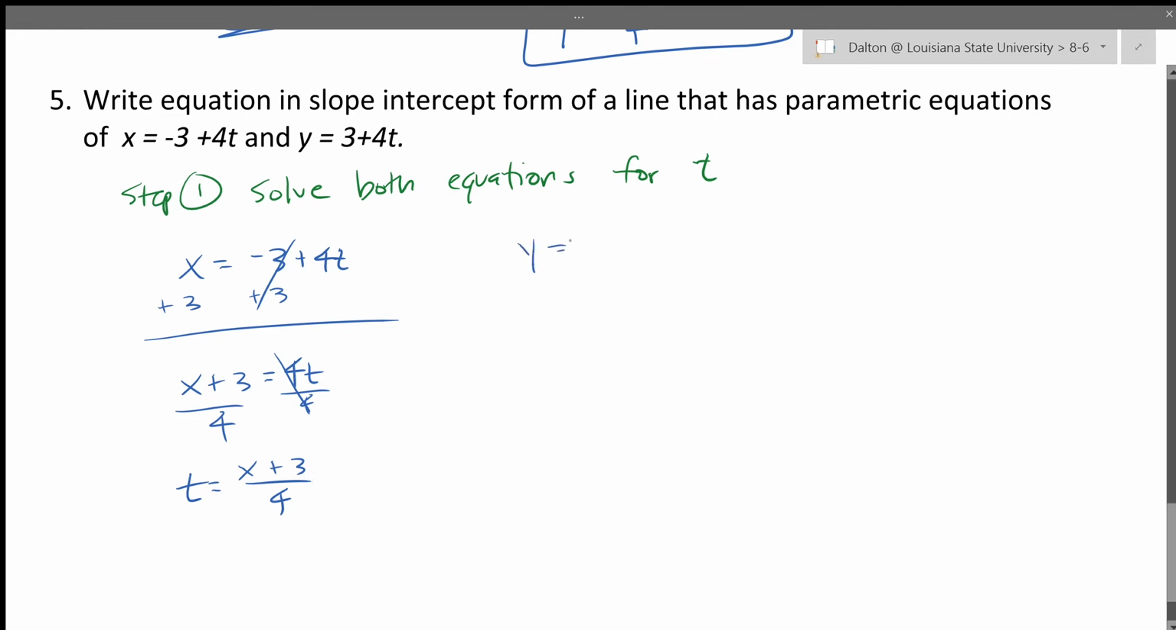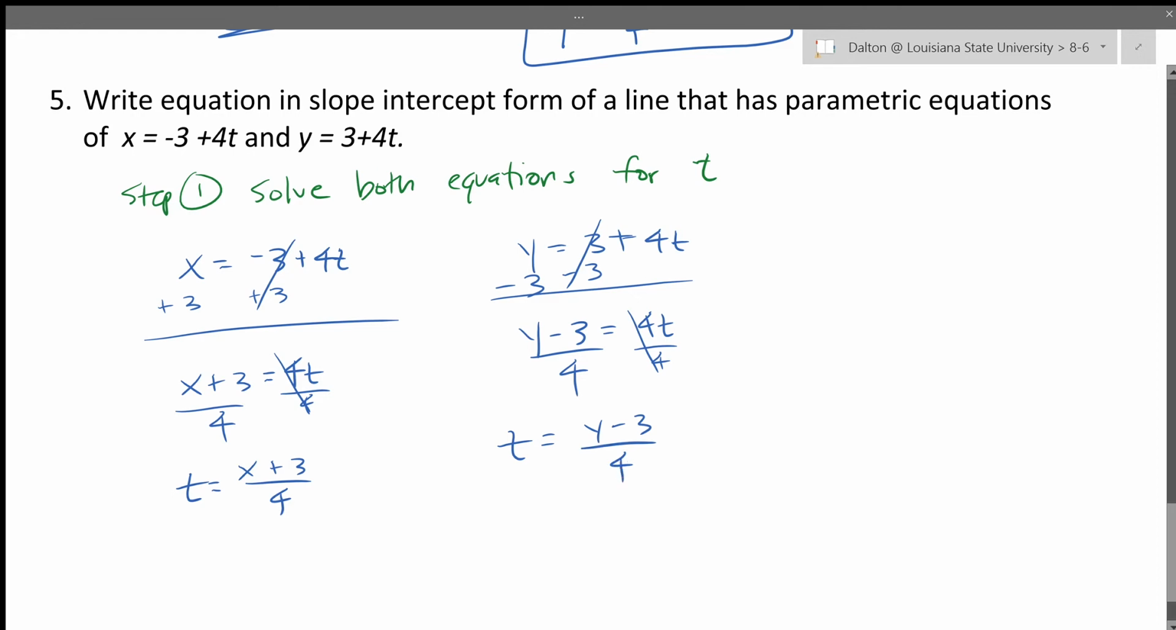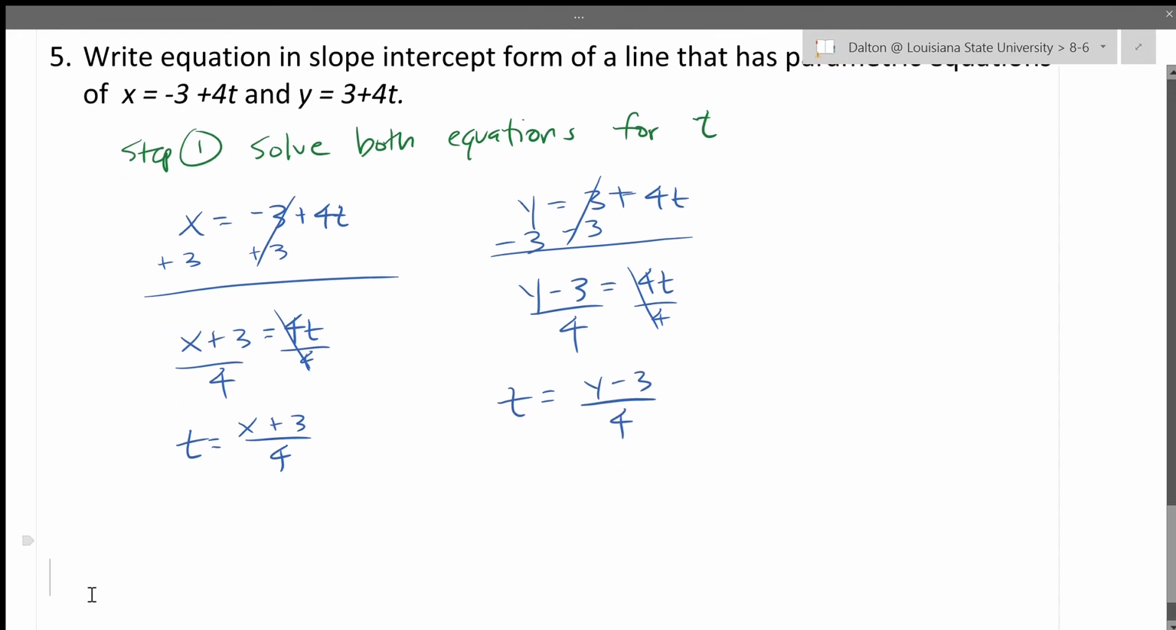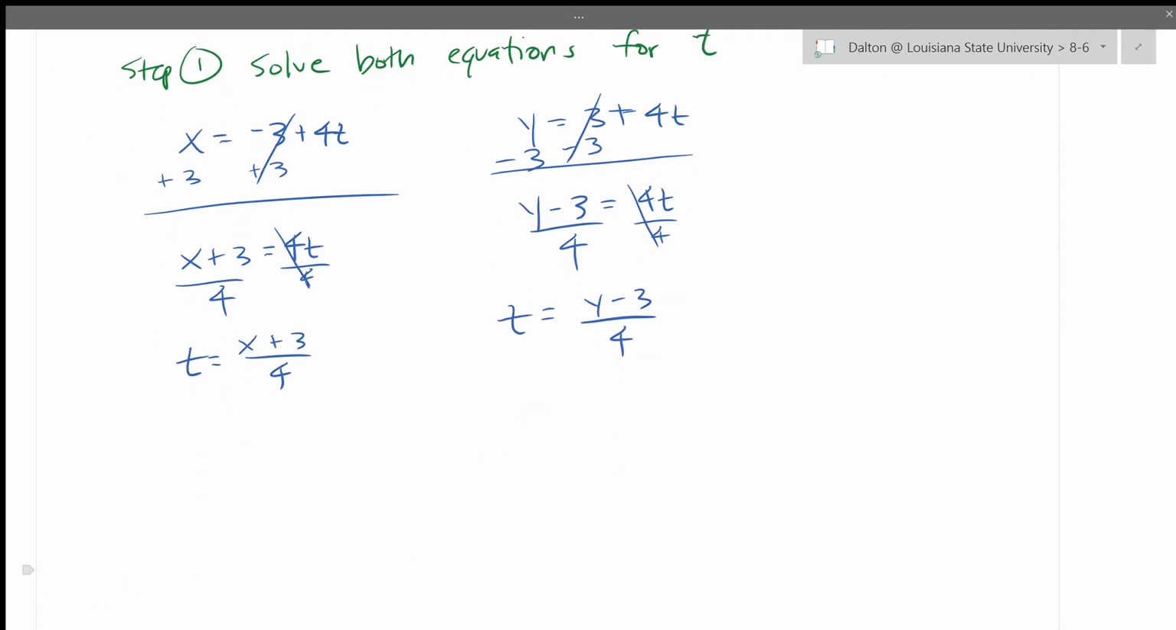Let's solve the other one. y equals 3 plus 4t. Again, let's subtract 3 from both sides. We get y minus 3 equals 4t. Divide everything by 4, and we get our second equation: t equals (y minus 3) all over 4. So step 1 is to solve each equation for t. Step 2, as you might imagine, is that now if they both equal t, we're going to set those equations equal.